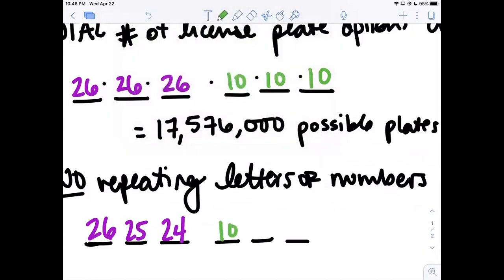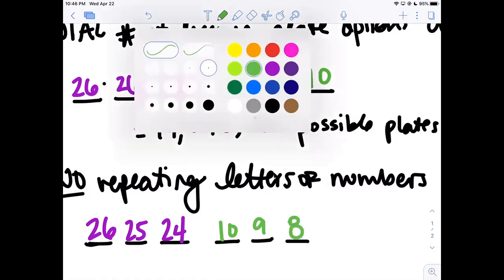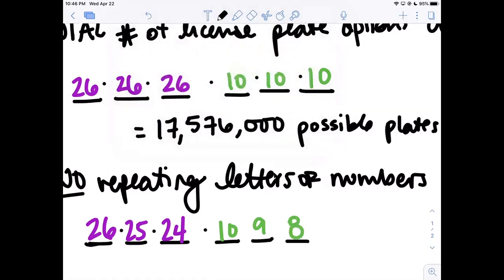Same idea for your numbers. We start with 10, and let's say we use the number 0. I can't use that, so now I only have 9 options. And let's say I use the number 1. I can't use 0 or 1, so now I only have 8 options. And so we're going to multiply all of those together.